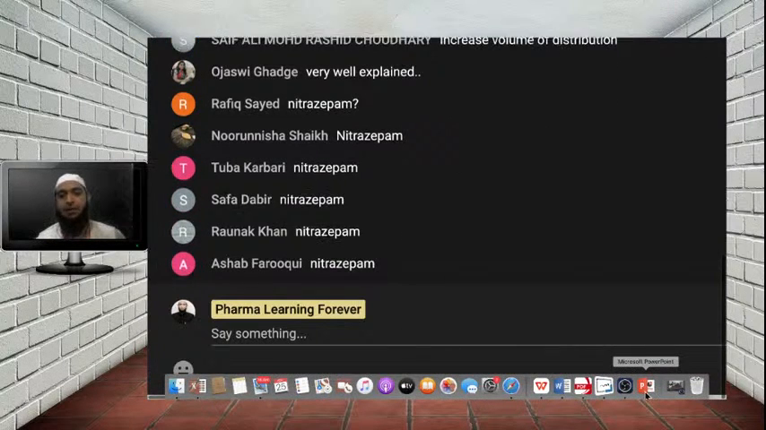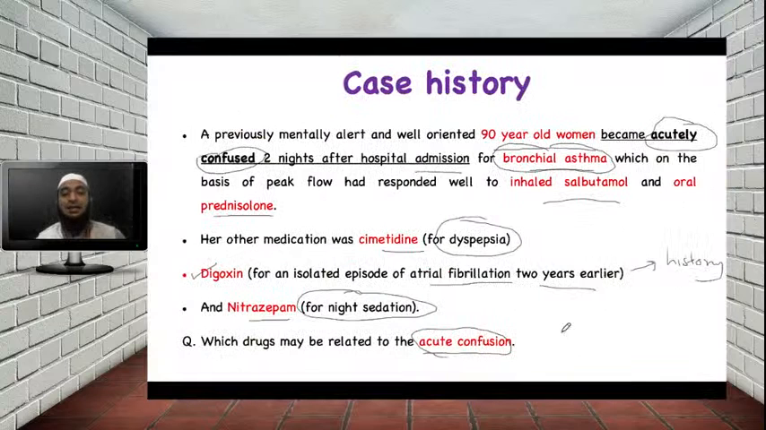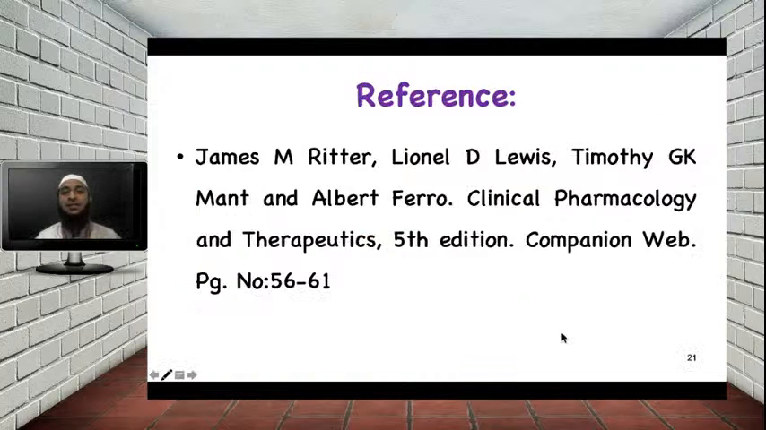Why nitrazepam? Because nitrazepam is a sedative and hypnotic drug, and we have seen that there are pharmacodynamic changes in elderly patients, where there is an increase in the sensitivity of the CNS, and due to the increase in the sensitivity of the CNS, it produces more daytime confusion. So the acute confusion that happens suddenly in the elderly patient was due to nitrazepam.